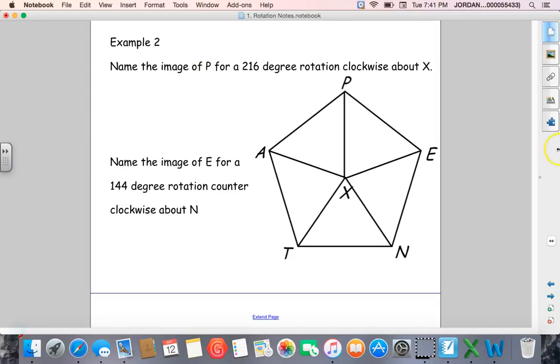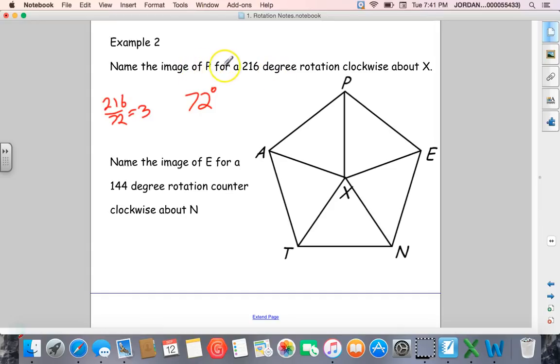Okay, so a little bit different here. Name the image of P for a 216-degree rotation clockwise about X. Still have the same pentagon, so we're still doing 72 degrees. Well, how many turns is that for 216? You can divide it: 216 divided by 72, and I'll tell you we're going to do 3. 3 turns to go 216 degrees.